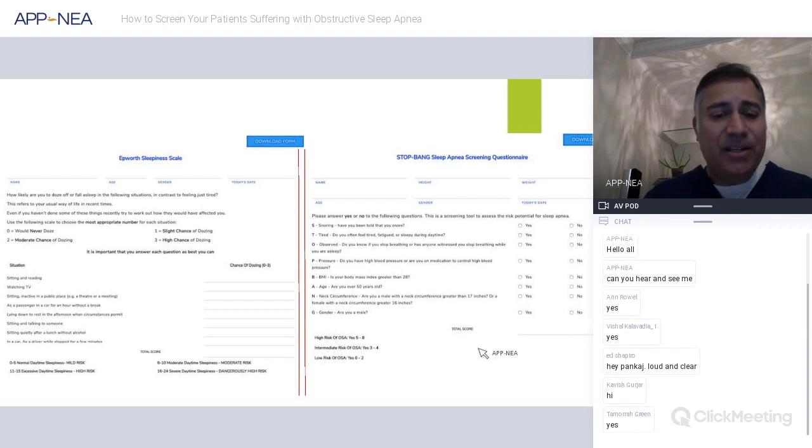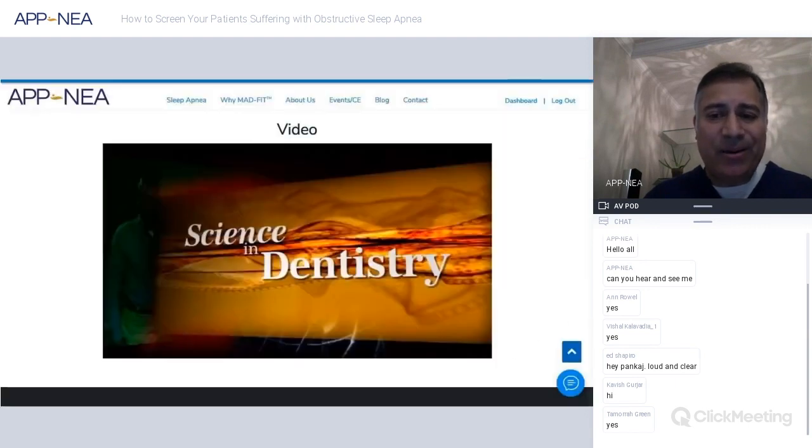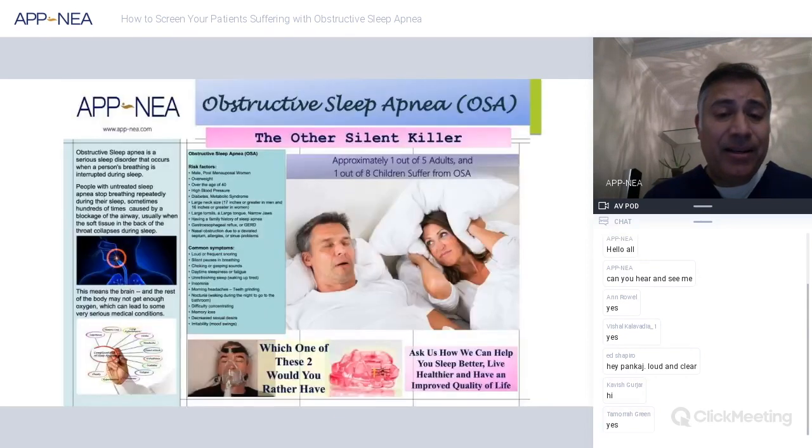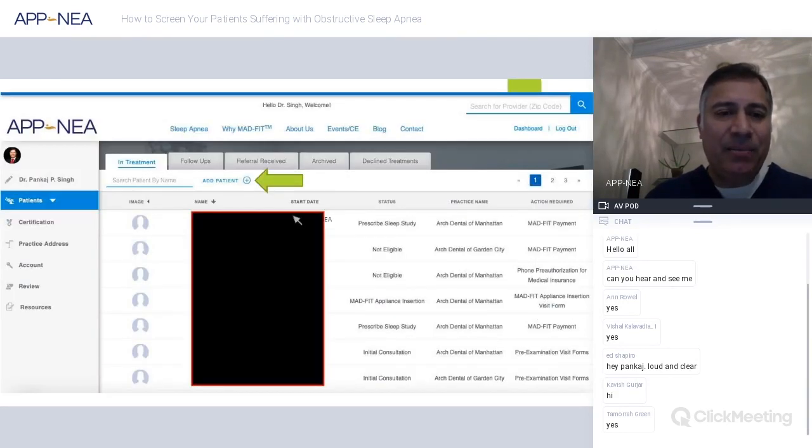But again, when you've scored these two together, then show the patient the video that's on the website, hand them a brochure if they don't already have it, point to the poster that you have in the hygiene room, and then once you've done that and the patient understands that they need to be screened, then guess what? Simply add them from within your dashboard.